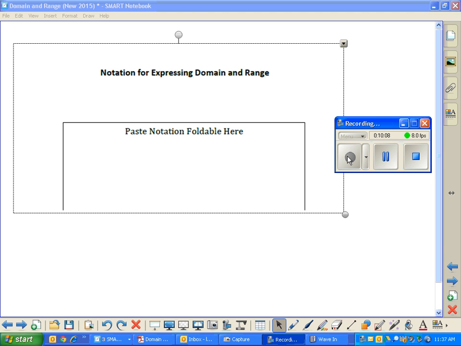So do you see how there's two lines now on the cover of your foldable? You're just going to cut those two lines, like so. Have you made these before in any of your classes? No?